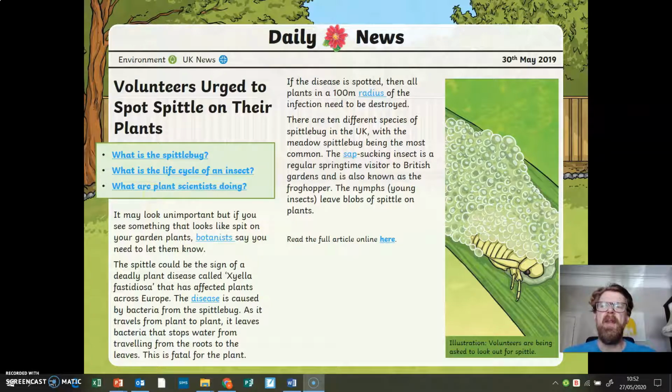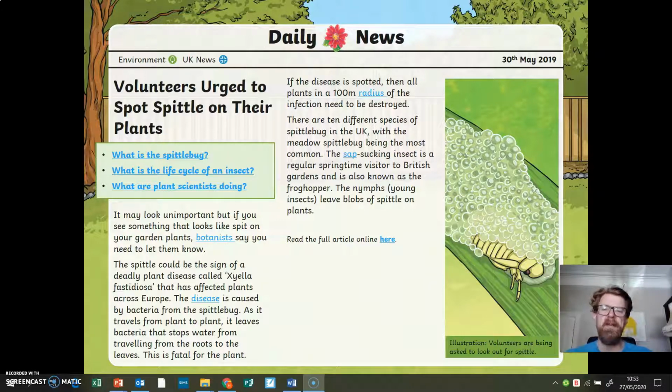Right. So you've got a comprehension on this as well, which I've put online for you. So this is a newspaper headline: "Volunteers urged to spot spittle on their plants." So it may look unimportant, but if you see something that looks like spit on your garden plants, botanists say you need to let them know. And botanists are people who study plants. Okay? The spittle could be the sign of a deadly plant disease called, now I'm not sure how we say the first word, I'm going to say Xylella fastidiosa, that has affected plants across Europe.